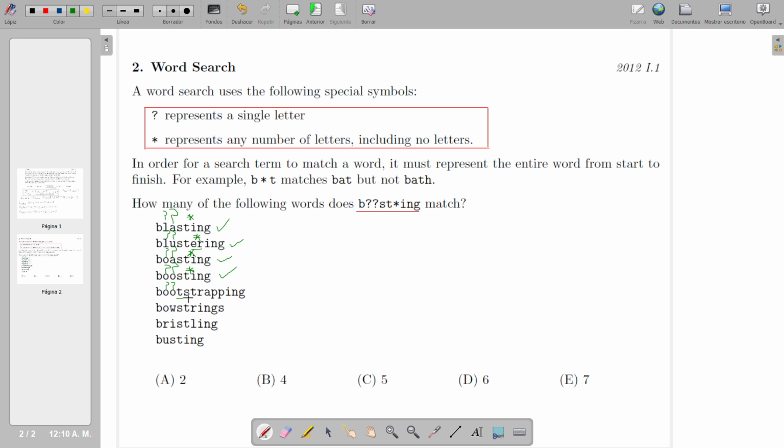Then we have ST and RAPP. These four letters could be represented by an asterisk, but then again we have this T, and just for that T, this word doesn't meet the criteria.